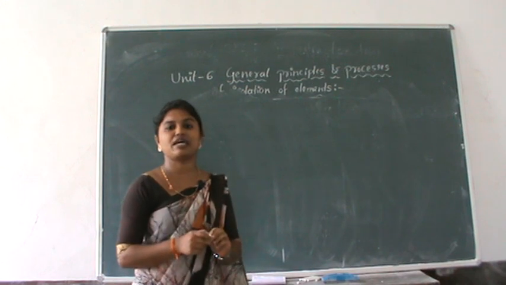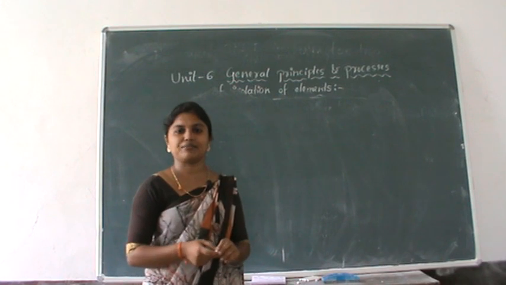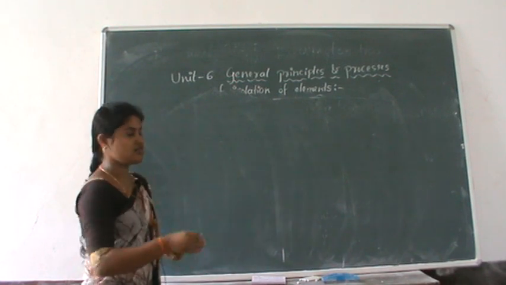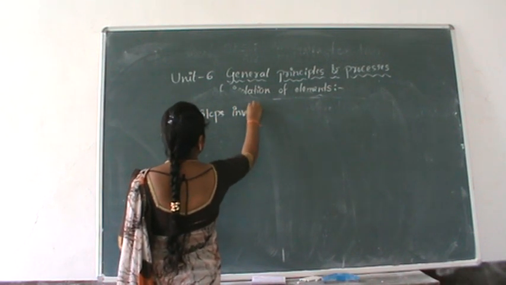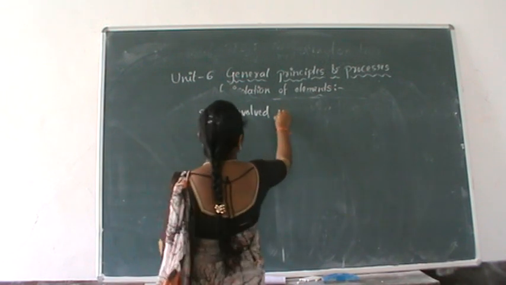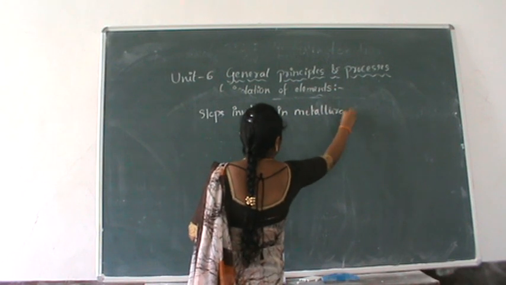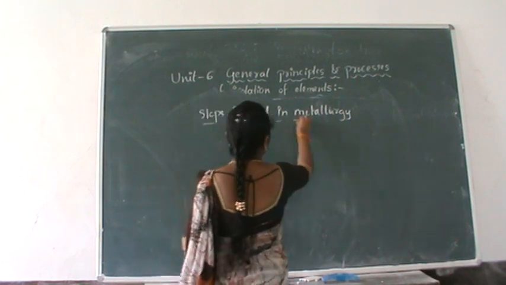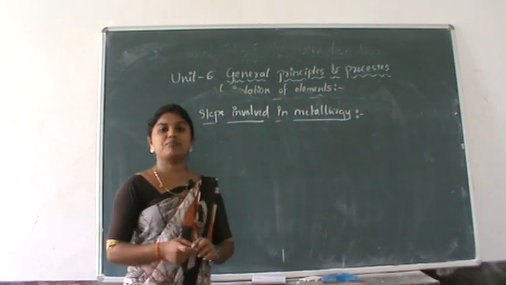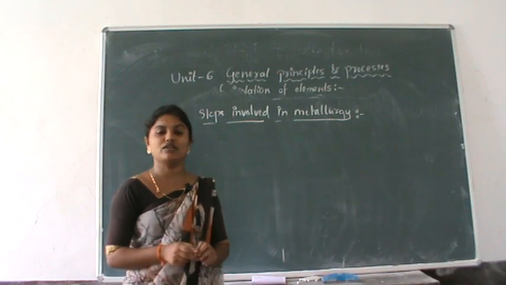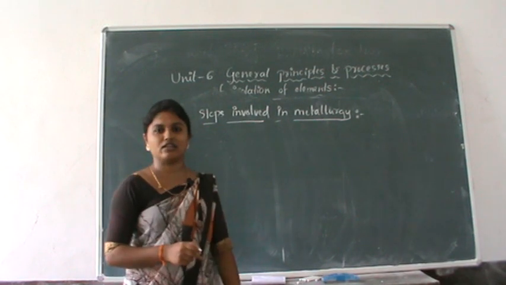The next concept is the steps involved in metallurgy. Let us study what steps come in metallurgy and how we do metallurgy. Steps involved in metallurgy. Metallurgy means the principle and processes involved in the extraction of metals from the ore.